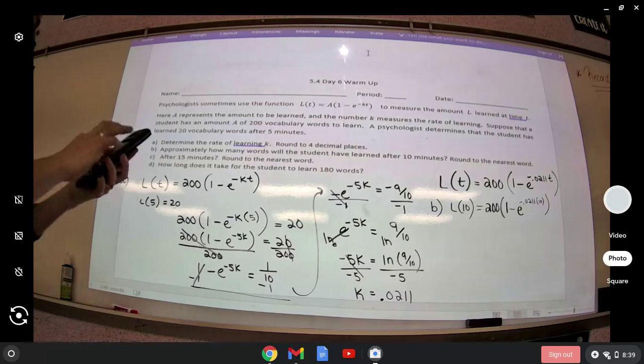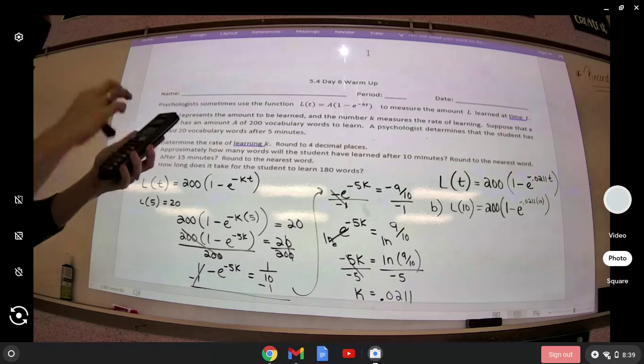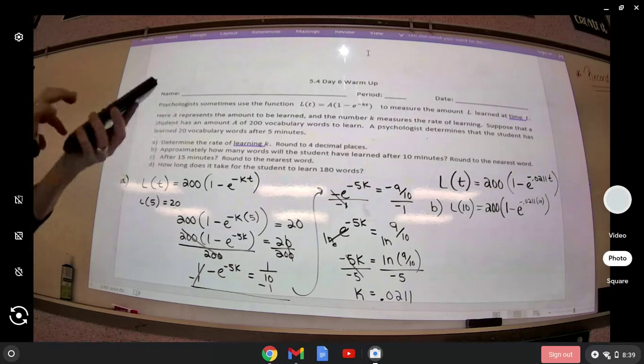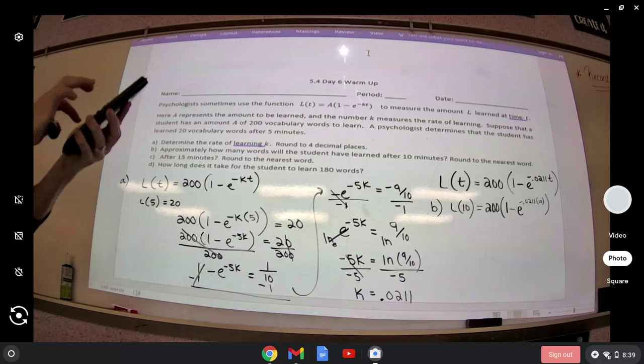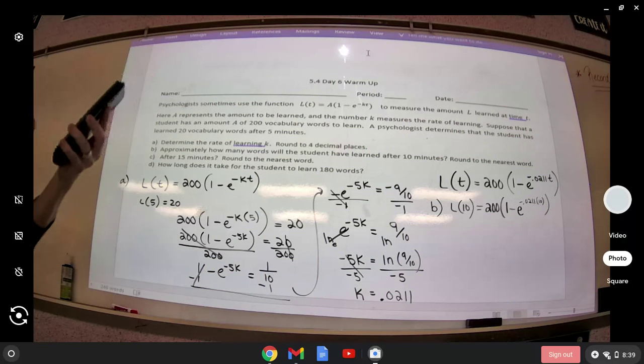Will this fit on my screen? Can I show this? And if you don't know where the e button is on your calculator, please let me know because you're going to need that e button. Yeah, it won't let me show the whole picture.